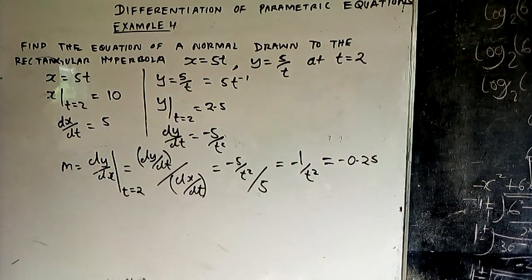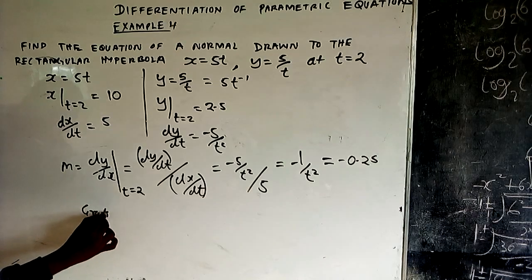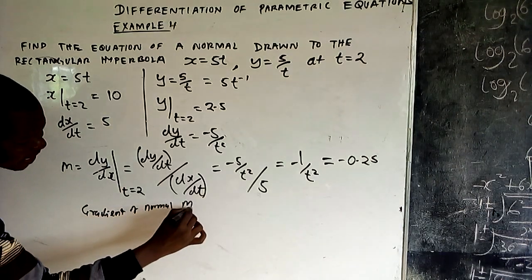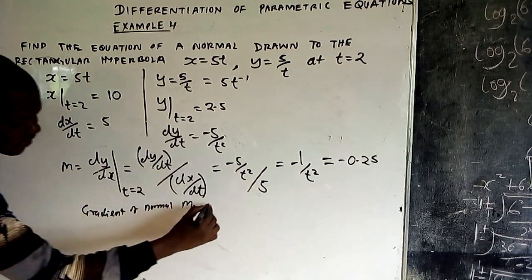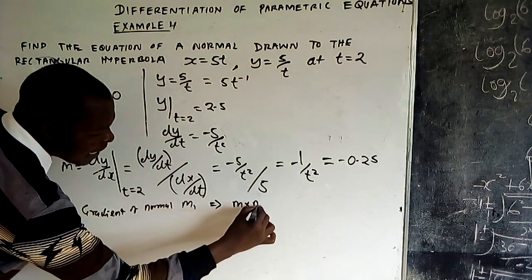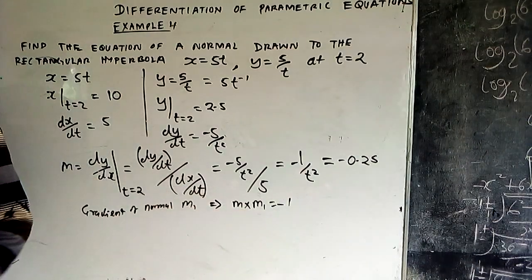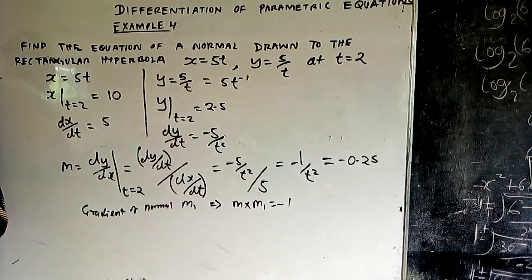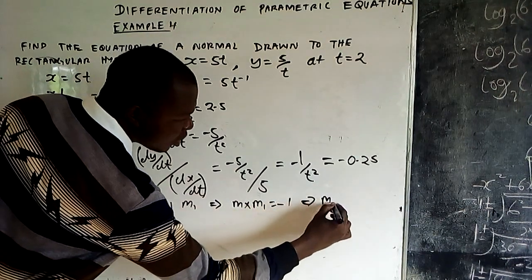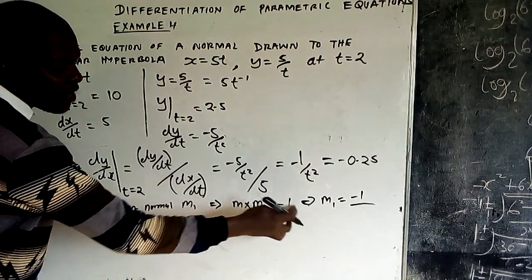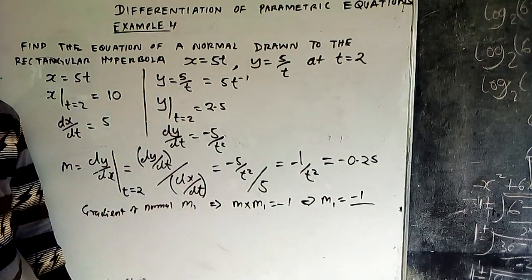So what is the gradient of the normal? If we say the gradient of the normal is m1, then it implies the gradient of tangent times gradient of normal is negative 1, because the normal is perpendicular to the tangent, isn't it? Are you seeing that? So that implies, what is m1? It is -1 divided by the gradient of the tangent, isn't it? If you divide both sides by this, you remain with the gradient of the normal.